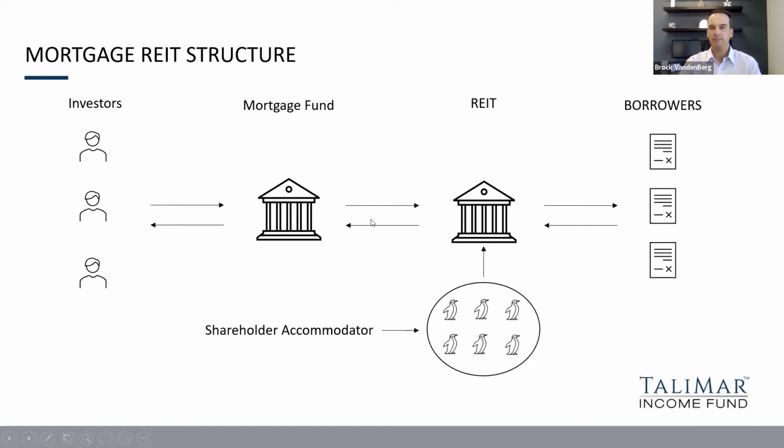Now, again, we talked about 90% of that income has to be paid out from the REIT to the mortgage fund in terms of dividends. And so that's what's happening. The interest income that's generated from the loans held by that REIT are paid as dividends to the mortgage fund. And that's what's important to qualify for some of the tax advantages of investing in a fund that's structured as a REIT.